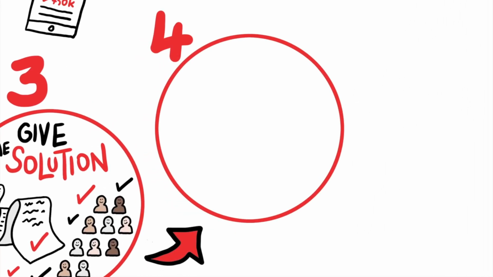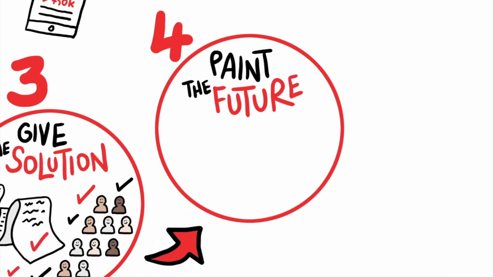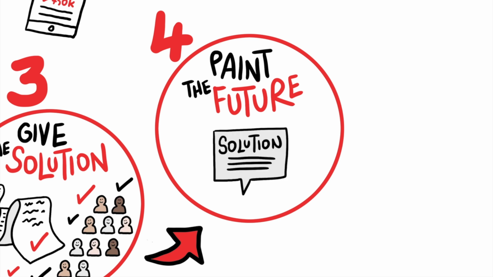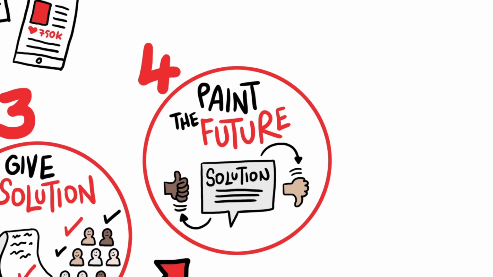Step 4. Paint the future. This is where you bring your message to life by showing what could happen next. You can paint a positive picture of the benefits of following your advice. You could also paint a negative picture of what happens without it. You could even try both.